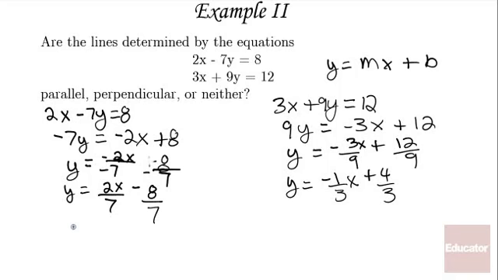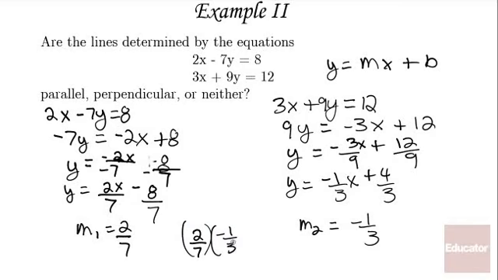And when I look here, I see that I have one equation with the slope of 2/7, and another equation with the slope of negative 1/3. Are these parallel? No, they do not have the same slope, therefore they are not parallel. Are they perpendicular? Well, if these were perpendicular, then I would expect that if I found their product, it would equal negative 1. But it does not equal negative 1. These slopes are not negative reciprocals of each other. Therefore, these are not perpendicular.